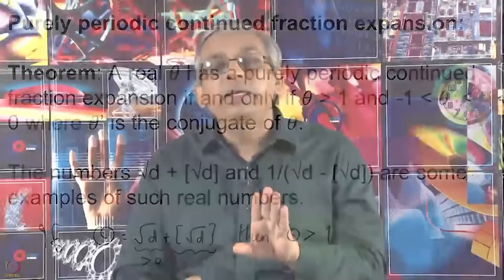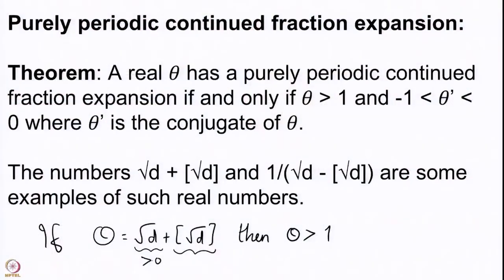And so, root d will be 1 or bigger. Therefore, the integral part is also 1 or bigger. So, both these quantities would certainly add up and give you something which is bigger than 0. In fact, you have something which is bigger than 1. So, this number theta, which is root d plus integral part of root d, is bigger than 1. So, we are done with this.